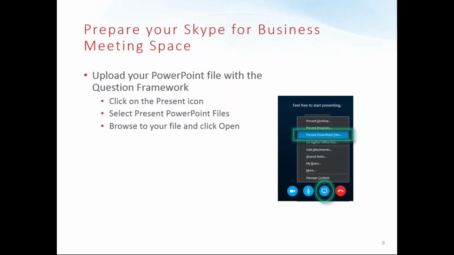When you present on your desktop, people can see the slides, but they can't interact with them. The real key to the engagement here is uploading the PowerPoint presentation into the Skype meeting and then giving people permissions to annotate. To upload, you just click on the little presentation icon in your Skype meeting. You click on Select PowerPoint Files, then you browse to your file and click Open, and it'll upload into the Skype for Business meeting.